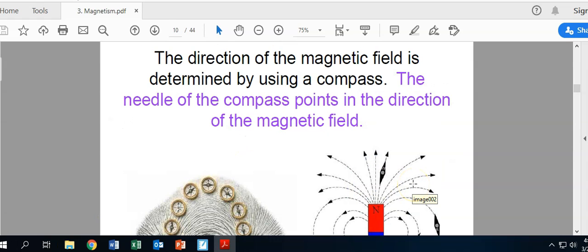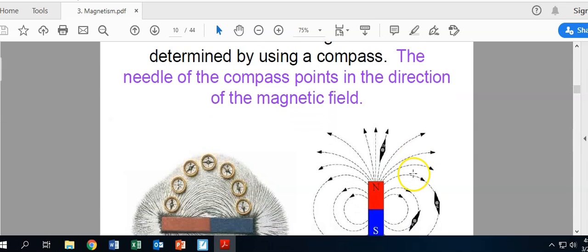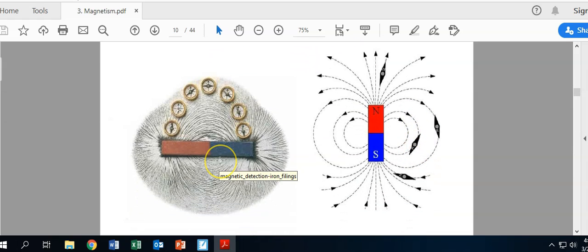The direction of the magnetic field is determined by using a compass. The needle of the compass points in the direction of the magnetic field. So let's take a look. Sprinkle iron filings on a piece of paper, and we lay down a series of compasses. As you see here, the needle of each compass is slightly tilted compared to the one before it. And then as you flow around, this needle changes complete direction. But the flow is always from north to south.